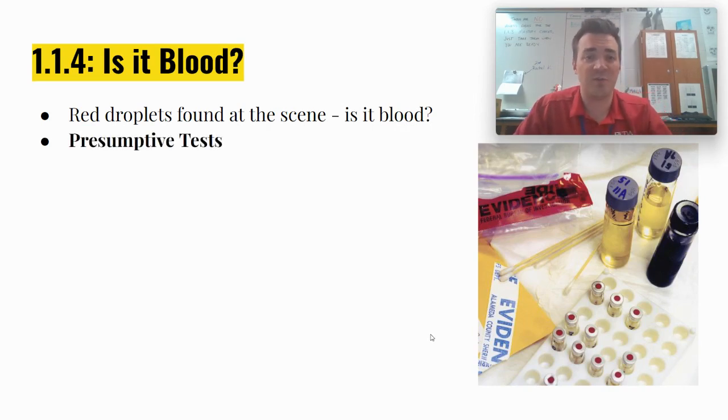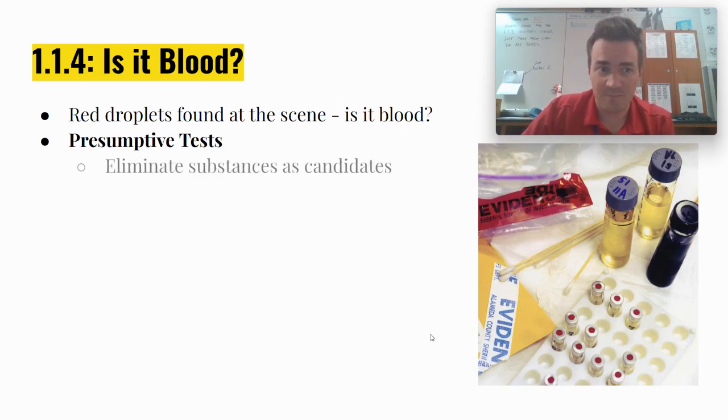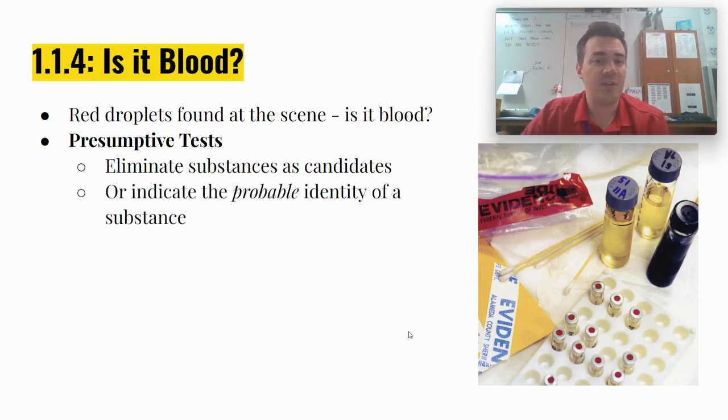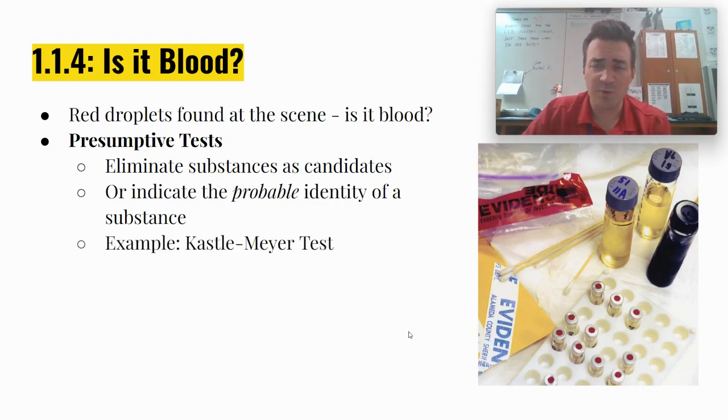So our first test we're going to be doing is a type of presumptive test. And you do want to make sure you know the difference between presumptive tests and the next type of test we're going to talk about. So presumptive tests, these are quick, easy, relatively cheap tests that we can do that can eliminate some substances as candidates when we're trying to test and figure out what something is, or they could indicate the probable identity of a substance.